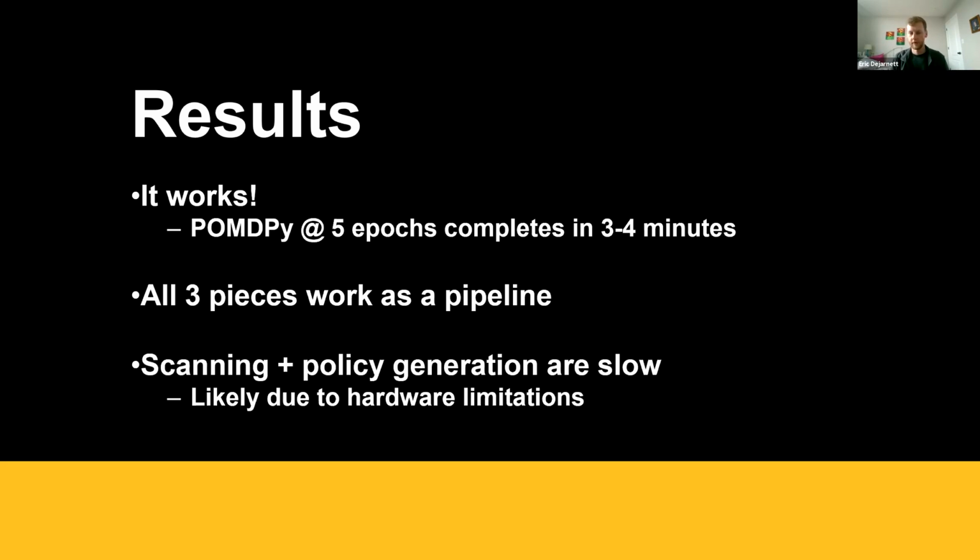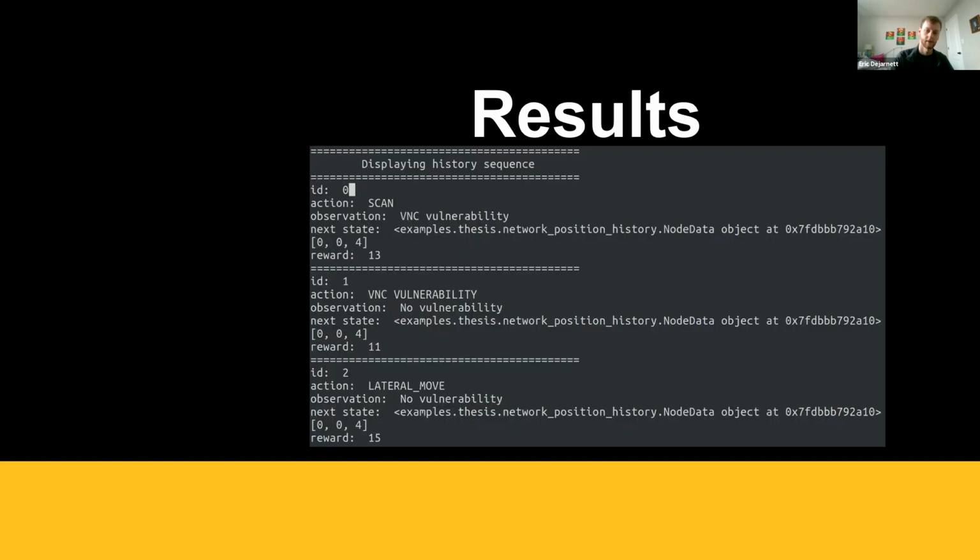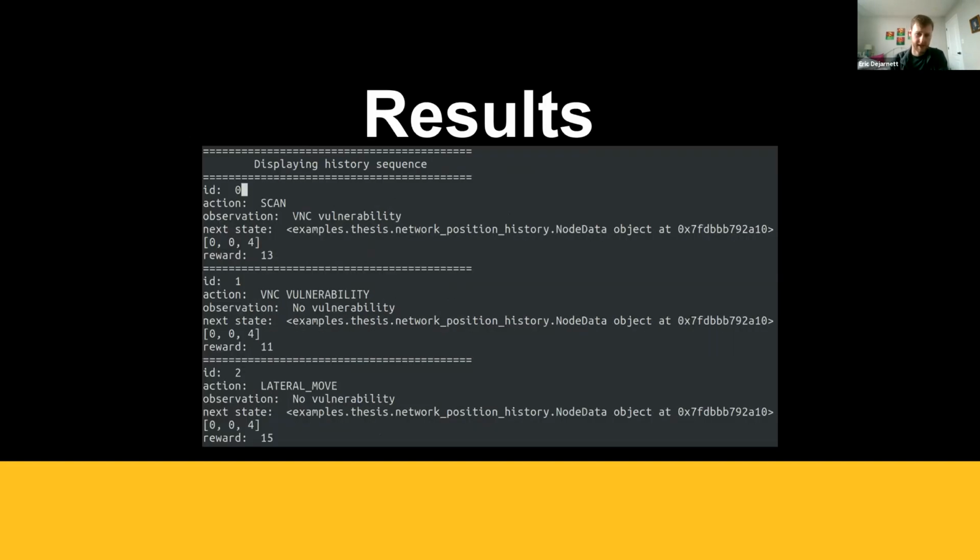It runs in about 3 to 4 minutes on my machine, on the VM. I'm allocating the same kind of VM that Connor is, 2 cores and 3 gigabytes of RAM. So it's not slow, but it's not instant either. And scanning and policy generation are probably the slowest parts of this, which is really due to hardware limitations more than anything. I do have an example of the policy that it generates.